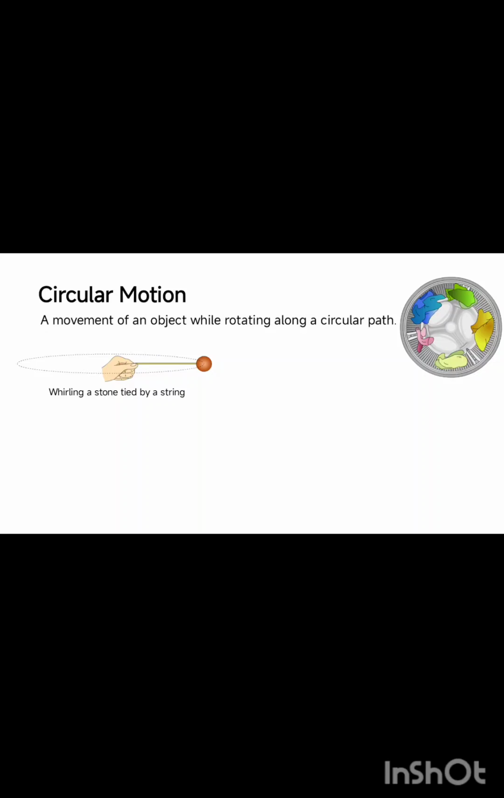So first, starting with the definition of circular motion. Circular motion, as we know, is the movement of an object while it is rotating along a circular path. Some examples from our daily life include whirling a stone tied to a string, washing clothes in the washing machine, or clothes being dried in a dryer. So the clothes are doing a circular motion.